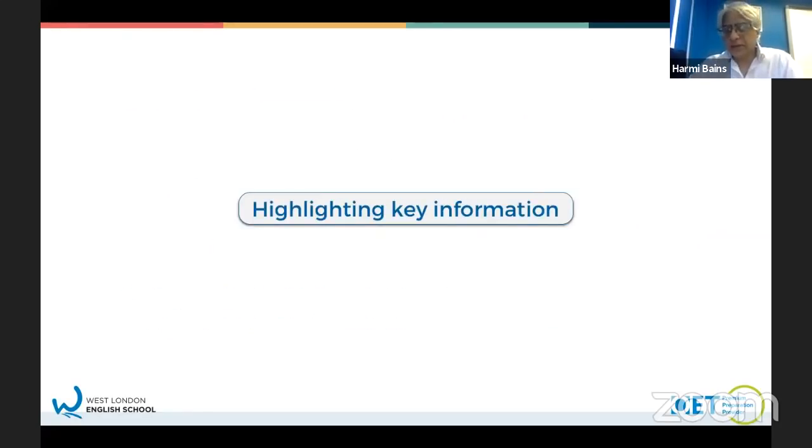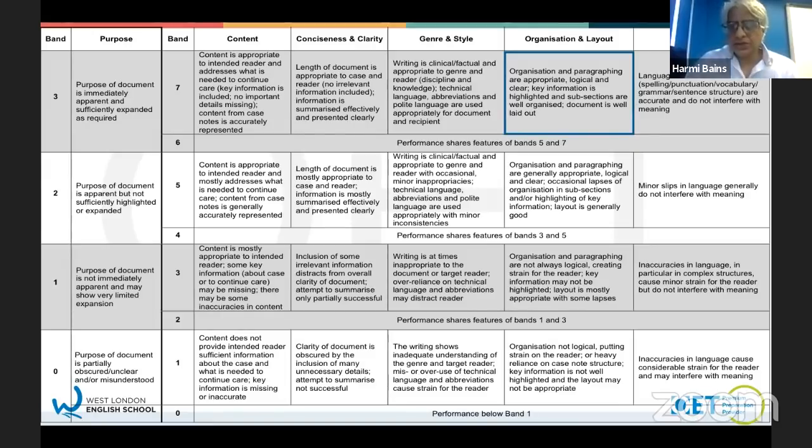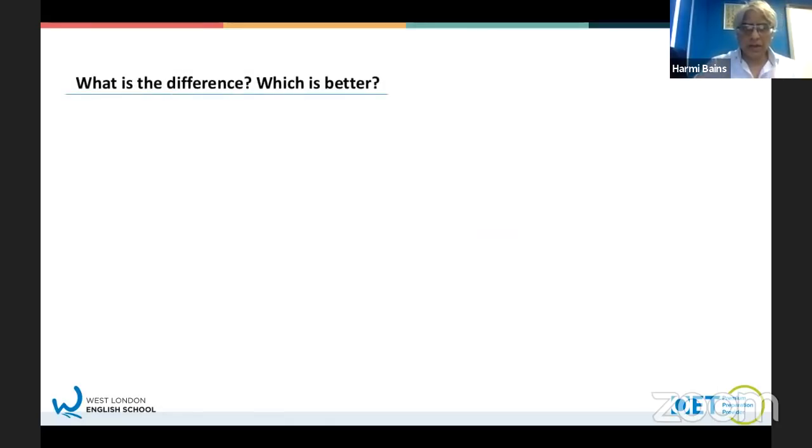Okay, the final thing we're going to look at is really just highlighting key information. And if I go back to the criteria, looking at organisation and layout, again, just going to zoom in onto the top band. This is what it says in band 7. This time, if you look here, it says key information is highlighted, subsections are well organised, document is well laid out. Okay, so highlighting key information. Okay, so what do they mean by this?